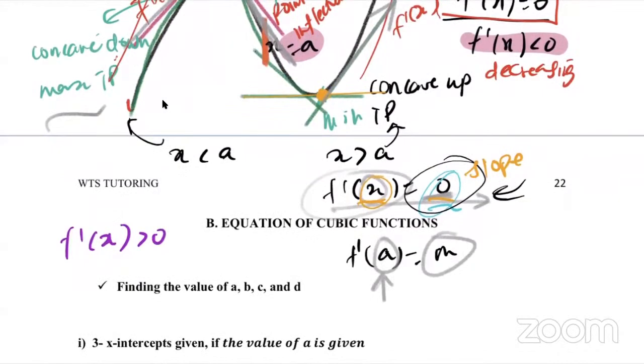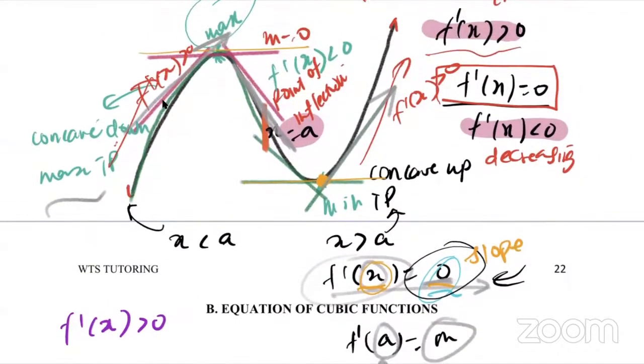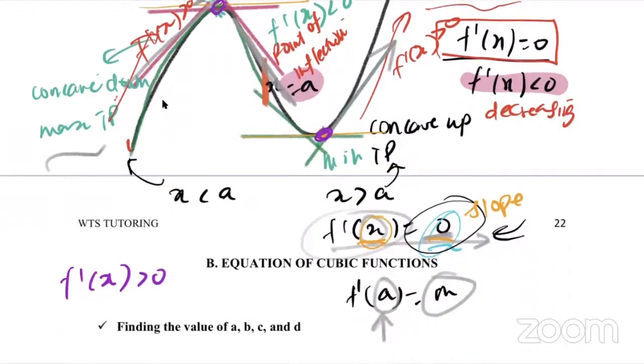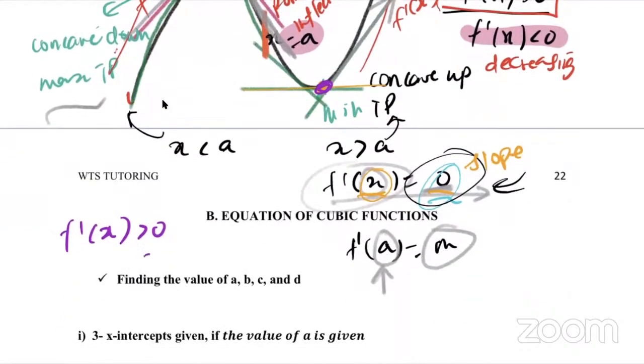For which values of x is f prime of x increasing? You can see the minimum turning point and the maximum turning point are our points of demarcation. They help us locate it. From here going to the right, f prime of x is increasing, and from here going to the left, f prime of x is also increasing. But in between these two points, f prime of x is decreasing. So for which values of x is that?